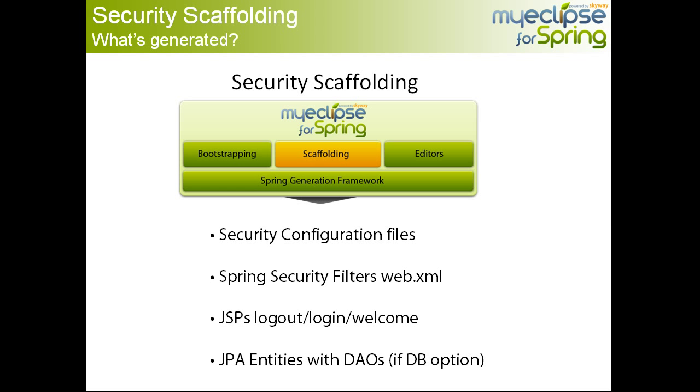So after security scaffolding, we'll have a conventional Spring Security implementation in just a matter of seconds. More specifically, we get implemented Spring Security configuration files. Spring Security filters are added to the web XML. A couple JSPs are created for handling user interaction with security. And if we're using the database option, we'll get JPA entities representing users' many-to-many relationship with authorities and their respective DAOs.